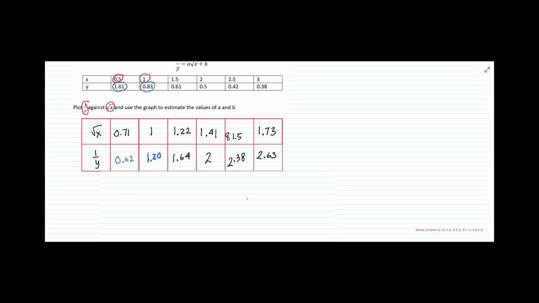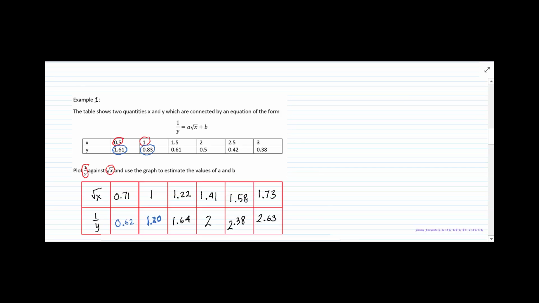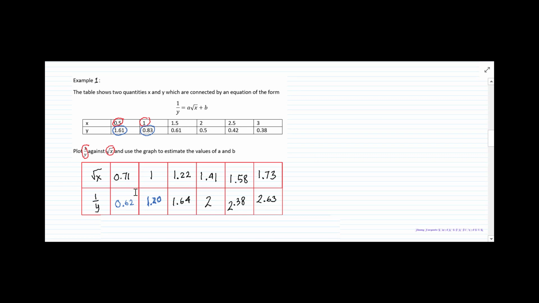Okay, using my calculator. Okay, so what is that? Wait, sorry, it should be 1.58. Okay, so we have a bunch of values now for root x and 1 over y. Look at the instruction, plot 1 over y against root x. Okay, so we have these points.